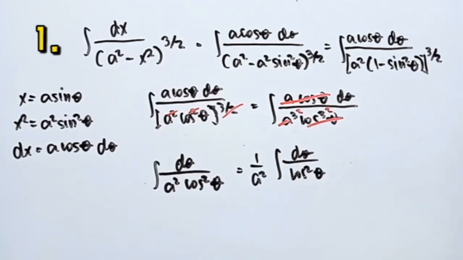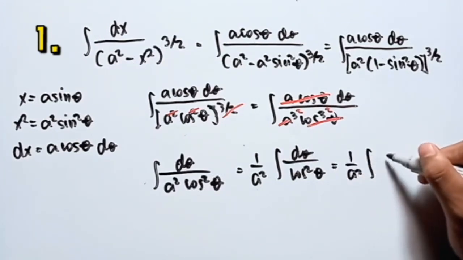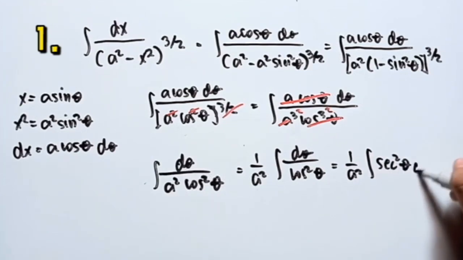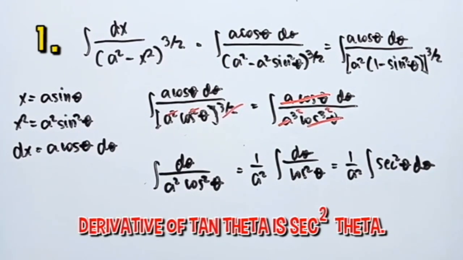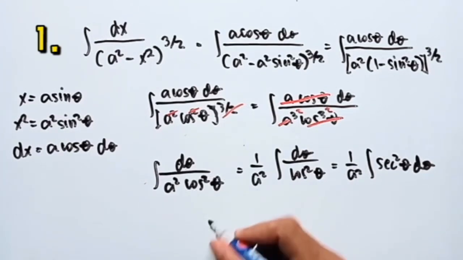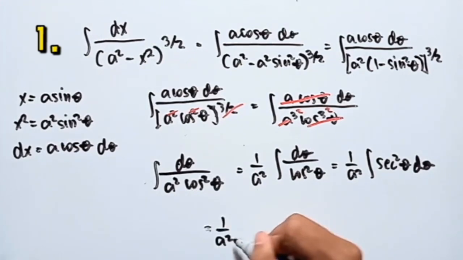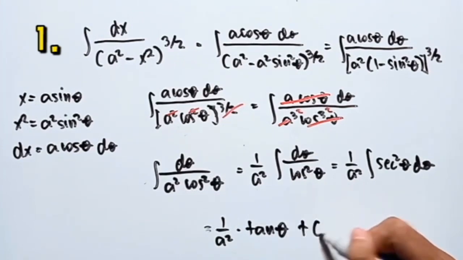And using the reciprocal identities, 1 over cosine squared theta is equal to secant squared theta. So this is equal to 1 over a squared times the integral of secant squared theta d theta. Now, what is the integral of secant squared theta? If you remember, the derivative of tan theta is secant squared theta. Therefore, the antiderivative of secant squared theta is tan theta. So our answer is equal to 1 over a squared times tan theta plus c.